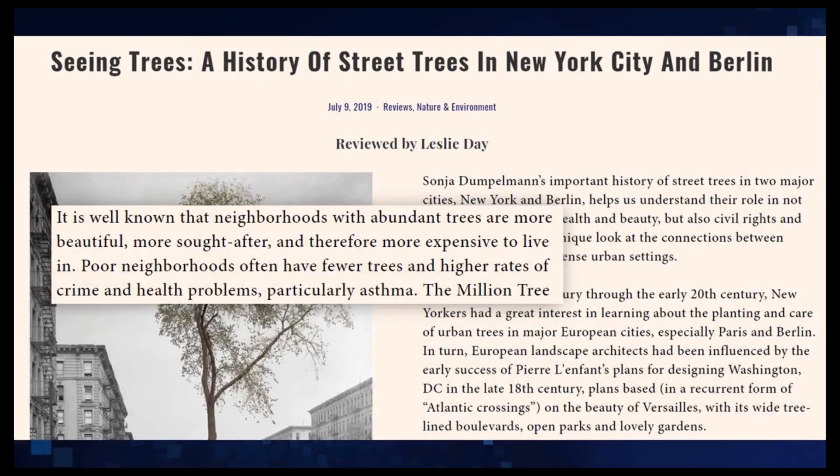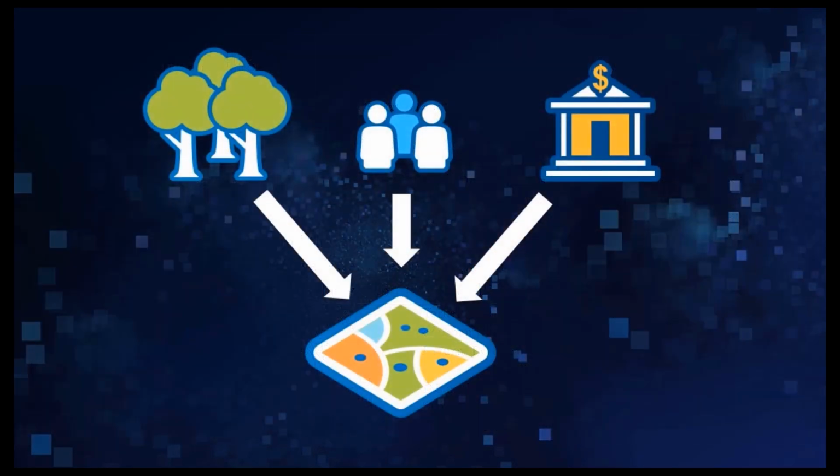The Gotham Center for New York City History noted, in general, poorer neighborhoods often have fewer trees and higher rates of crime and health problems like asthma. As an analyst, I want to understand and identify where some of these areas are based on environmental, demographic, and socioeconomic factors, so they can be targeted and prioritized for new programs and opportunities.